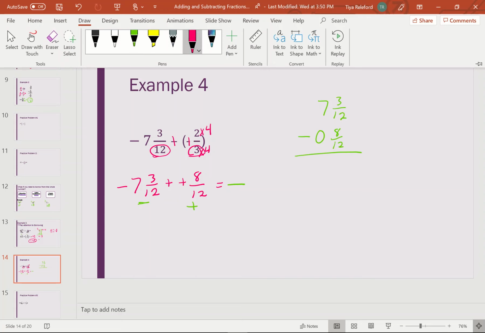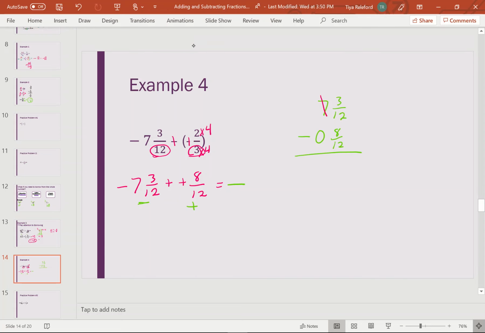And here we are, we're going to borrow again. So we're going to borrow from the 7 and add 12 to the 3. So 15 minus 8 is 7, 12 stays the same, and 6 minus 0 is 6. Can I simplify 6/12 or 7/12? No. So my answer is negative 6 and 7/12.